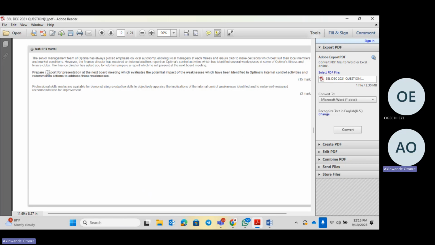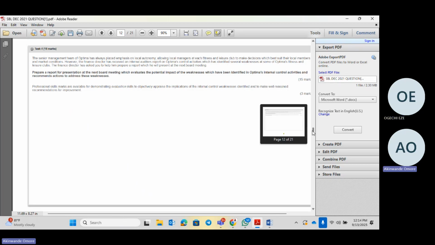The finance director has asked you to help him prepare a report, which he will present at the next board meeting. Prepare a report. This format is not different. For presentation at the next board meeting, which evaluates the potential impact of weaknesses which have been identified in Optima's internal control activities, and recommend. So get the question properly. Your audience is now the board, and anything you are presenting to the board must be precise and straight to the point. So we are looking at the weaknesses and recommend.